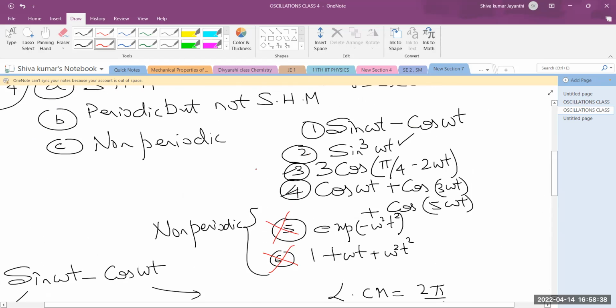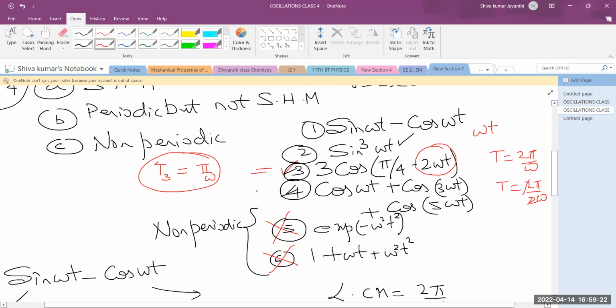Similarly, what is the period of this function? You can see, 3 cos something minus 2 omega t. This 2 omega t will decide the period. If it is omega t, then the period is T equals 2 pi by omega. If it is 2 omega, what is the time period? 2 pi by 2 omega, so pi by omega is the period. I'm writing it here itself: the time period of this, T3, is simply pi by omega.